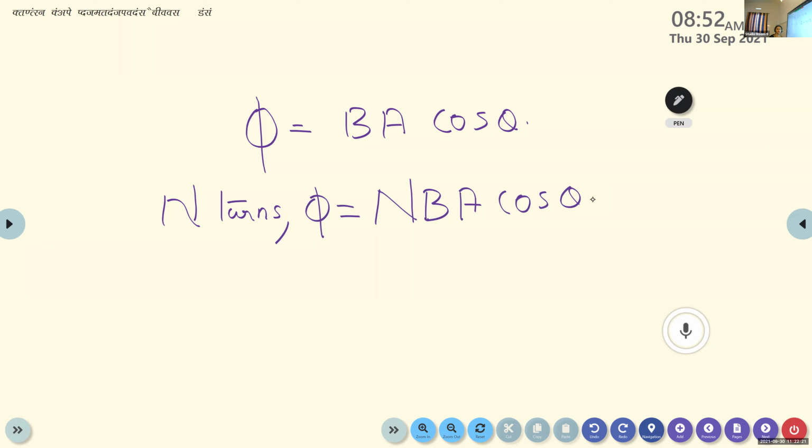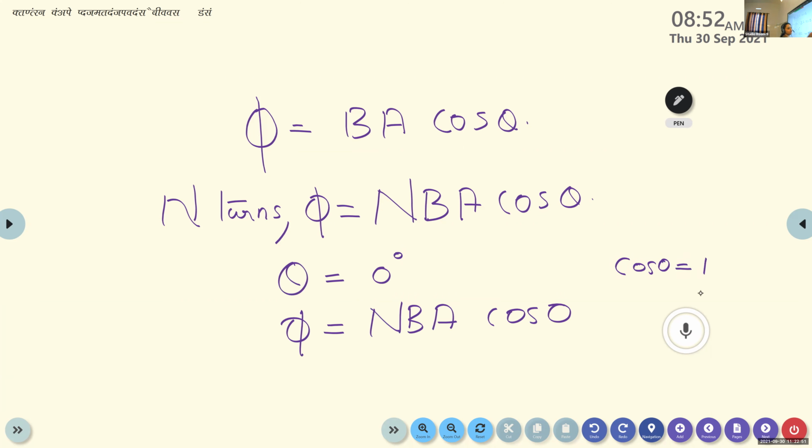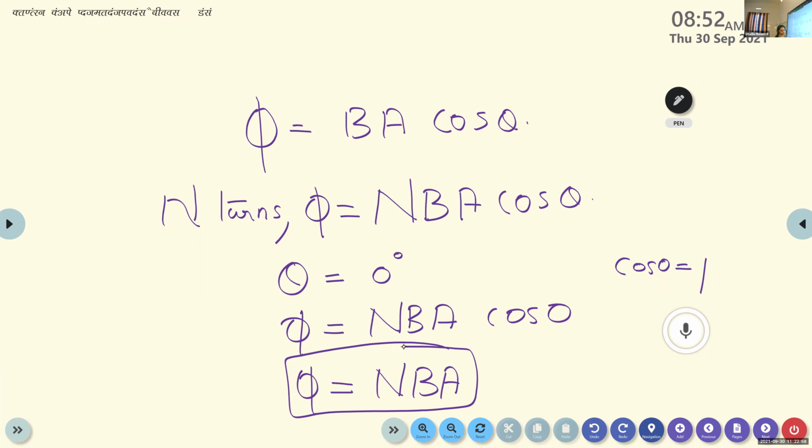And here we want to calculate the maximum magnetic flux, at the maximum condition. What is the maximum condition for the magnitude of maximum magnetic flux? Yes, theta is equal to 0 degree. So theta is equal to 0 degree means phi is equal to NBA cos 0. What is cos 0? Cos 0 is equal to 1. So what will be the answer? Phi is equal to NBA. So what is the right option here?